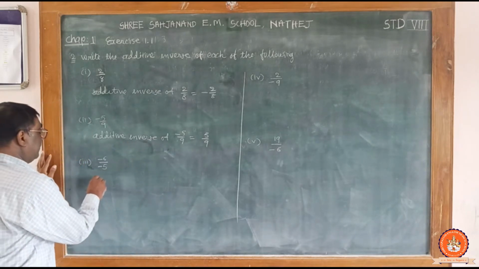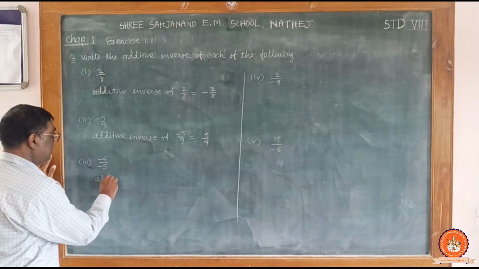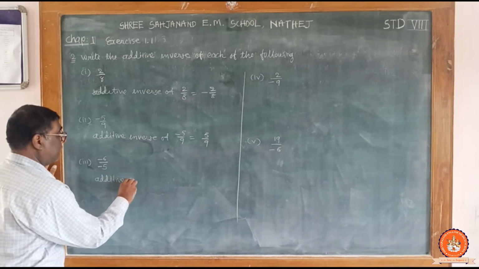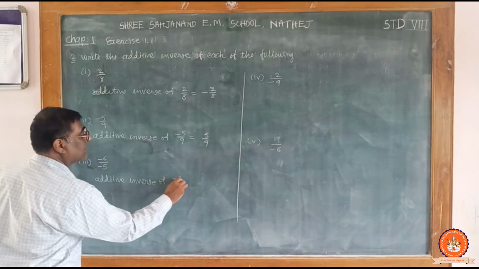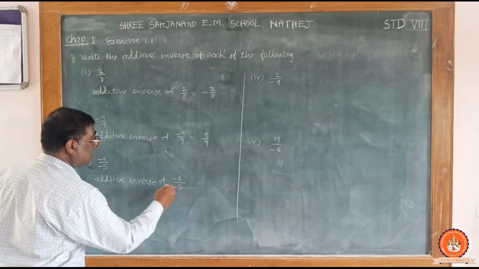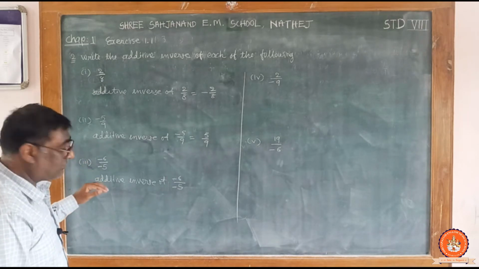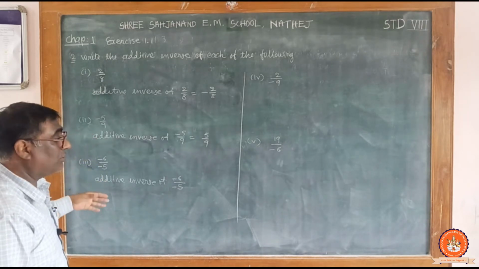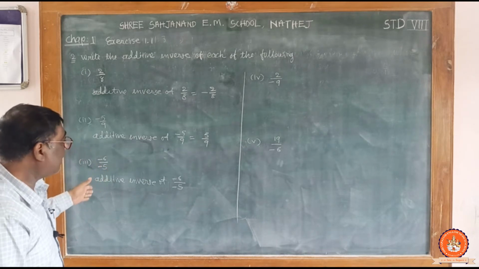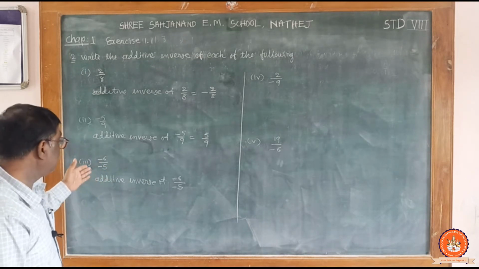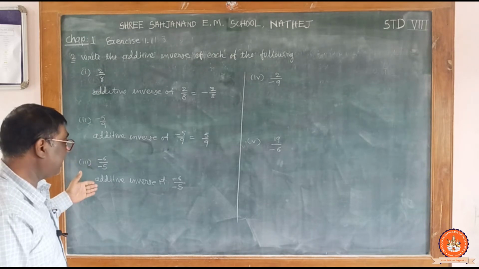Now here, additive inverse of minus 6 divided by minus 5. Look at that, there are two negative signs, one in the numerator and one in the denominator. Though this is not the style of representation, it will cancel, but it is written over here. So minus 6 divided by minus 5.